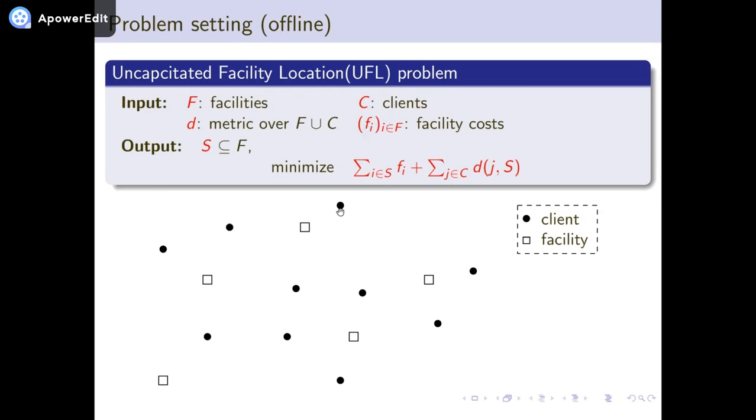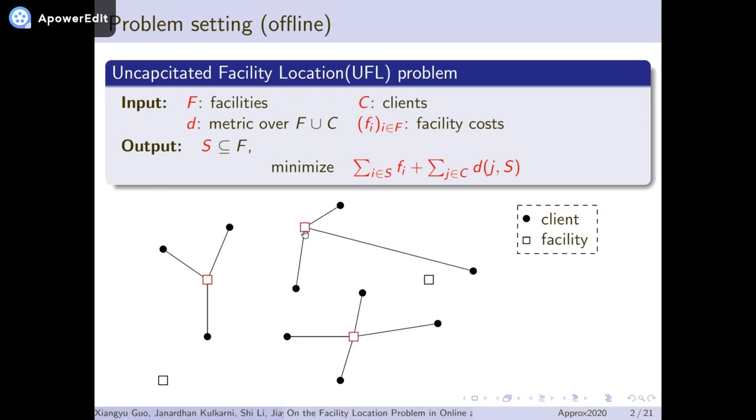Each client is required to connect to an open facility. Opening a facility incurs facility costs, denoted as Fi. The connection also incurs connection costs. Here the connection cost equals the distance between the client and the facility. The goal is to open a subset S in F to minimize the overall facility costs and connection costs.